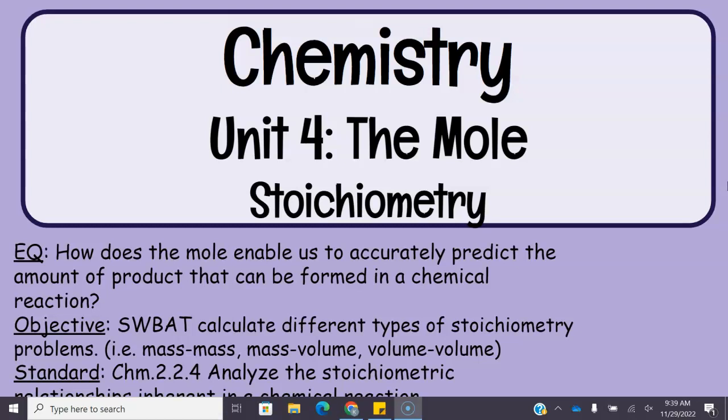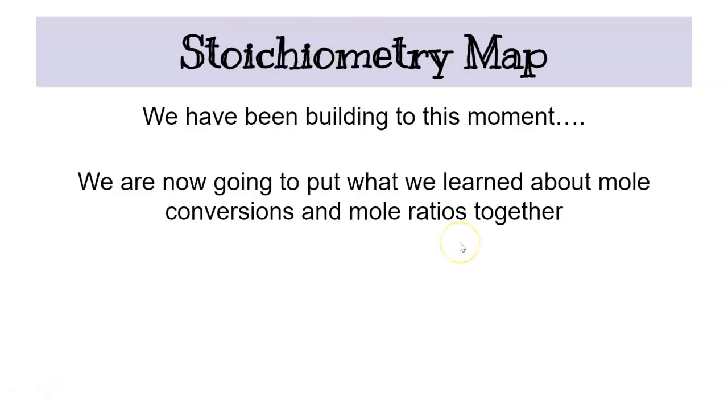So without further ado, let's get into it because I'm sure you guys are ready to wrap up this unit. We have been building up to this moment. We're going to put what we learned about mole conversions and mole ratios together to do multi-step conversions. Up until this point, we've either done single conversions or maybe two-step conversions, but today we're going to figure out how to do any conversion using something called a stoichiometry map.